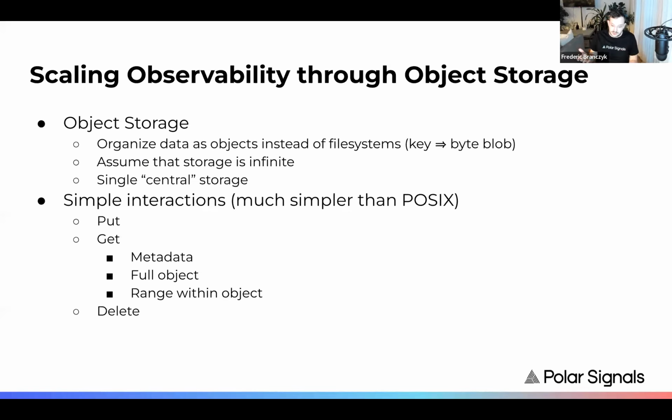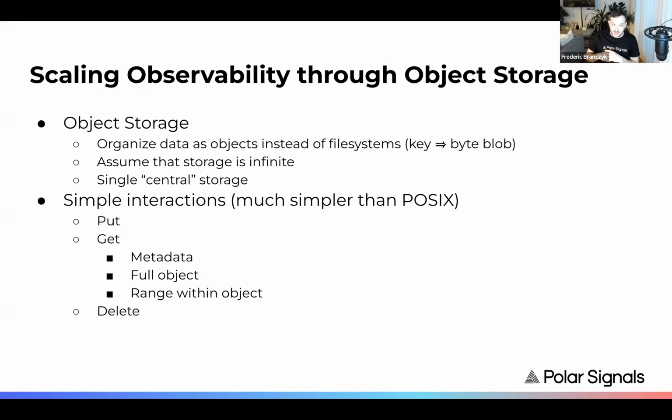And the interesting characteristics that we can assume about object storage is that it's pretty much infinite, and it's a single central storage. And the interactions with an object storage are relatively simple. I already said everything is based on a key, and you get some byte blob. So the interactions that you can do are: you can write a key, you can get a key, you can delete a key. And there are a couple of special things that you can do, which are getting metadata, a full object, and even just parts of an object. And using these, the Thanos project was essentially able to build its entire database, and the entire file layout was built so that it could work really well with object storage.